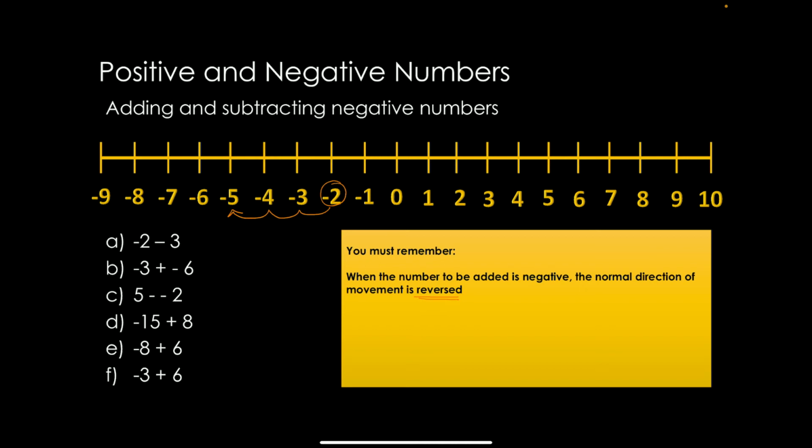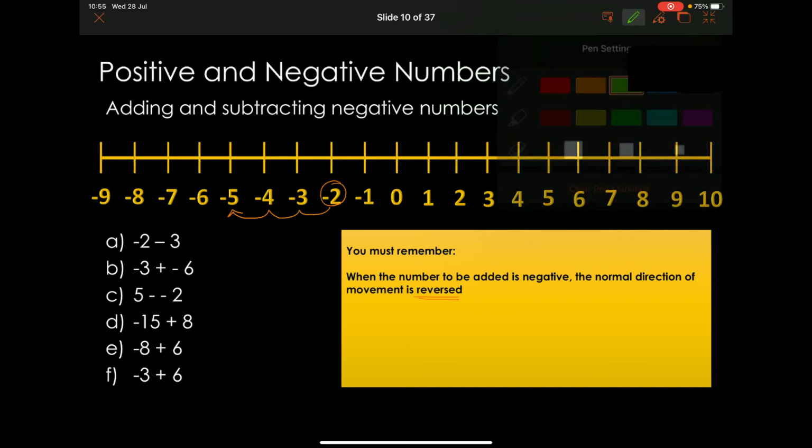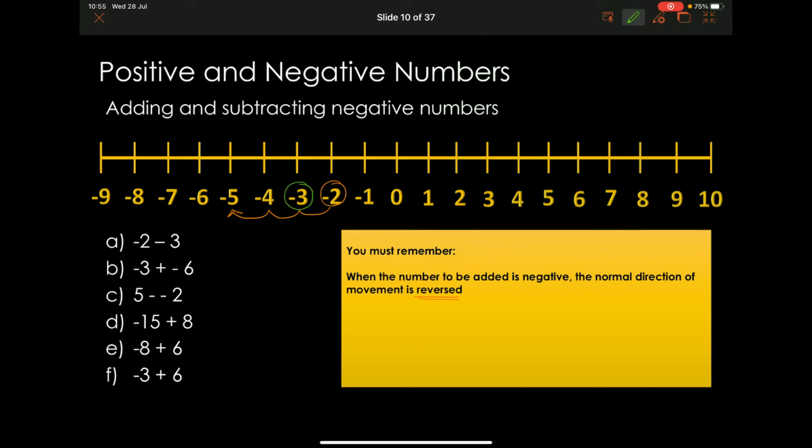And the same for question B. Even though it says minus 3 add minus 6, you're adding a negative. So you would start at minus 3 and you would actually add a minus 6. You go back 6, 4, 5, 6.